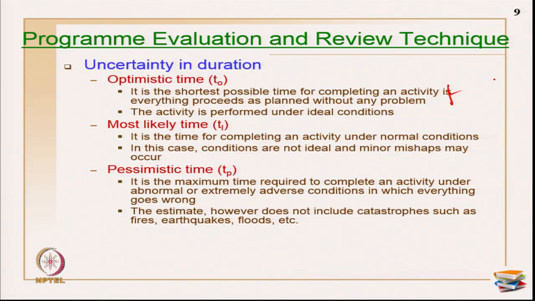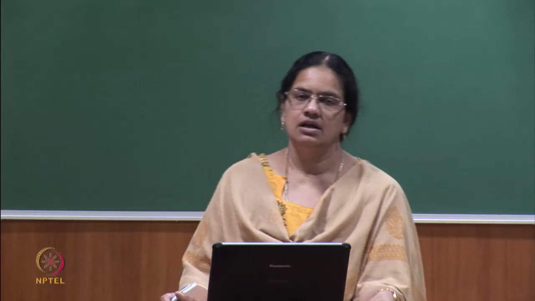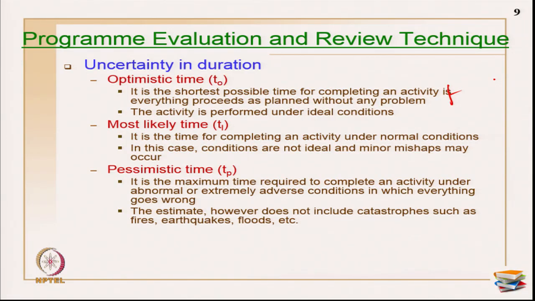The next is pessimistic time. It is the maximum time required to complete an activity under abnormal or extremely adverse conditions in which everything goes wrong. Let us assume the laborers were not even available, they couldn't even come to the site, there was heavy rain. Something happened only on a particular day and it got too much delayed. So it is primarily the maximum time taken, which will not have occurred on earlier days in the execution. But this estimate does not include natural catastrophes or artificial catastrophes like fire, earthquakes, floods, etc. It is not that pessimistic in nature.